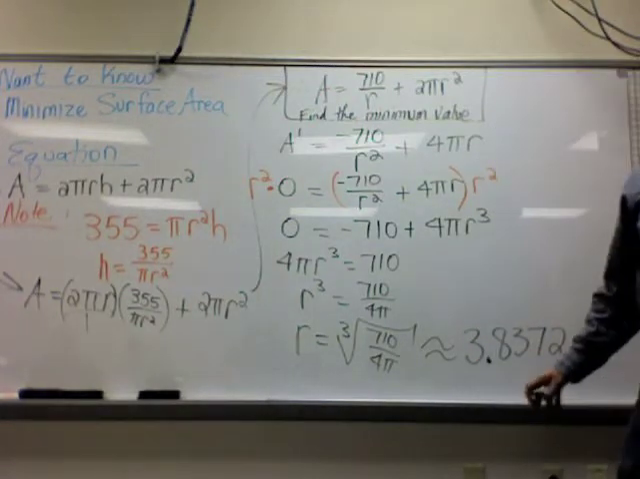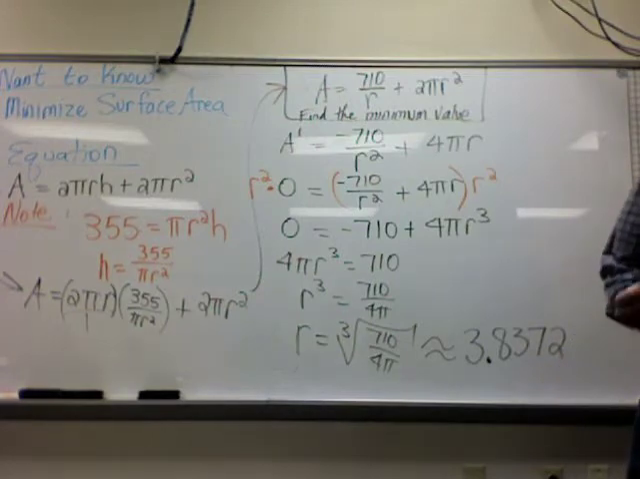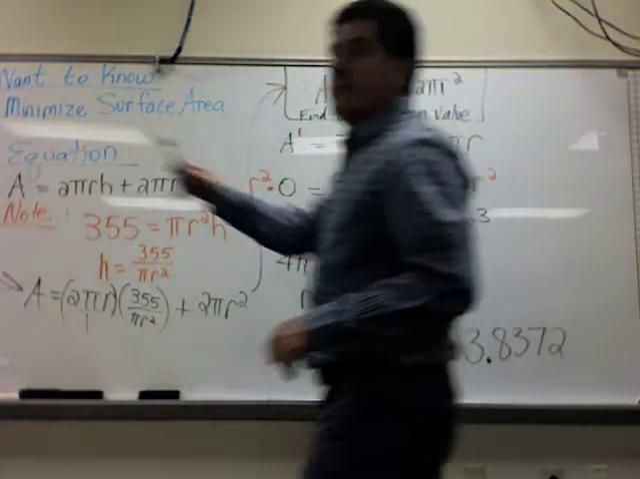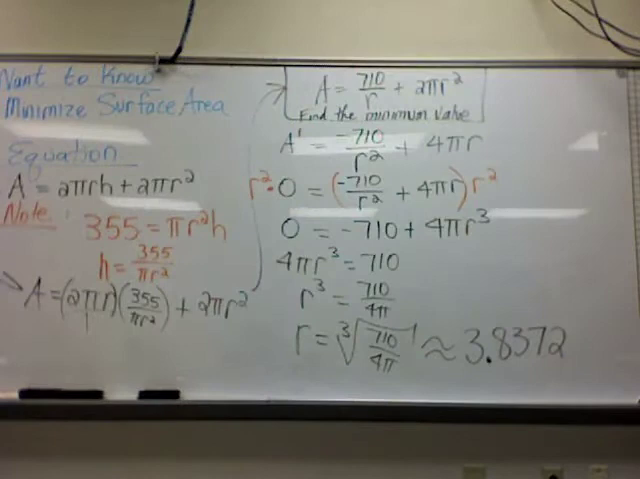That's 3.8372. Now, if you press the math key, you can get the cubed root, and you crank that out. Make sure you divide by 4 pi, or you put 4 pi in parentheses in order to get that. It's essential. On the AP test, you will have to make sure that you know how to accurately calculate values like this. Okay?